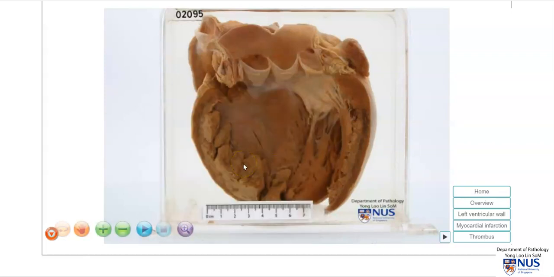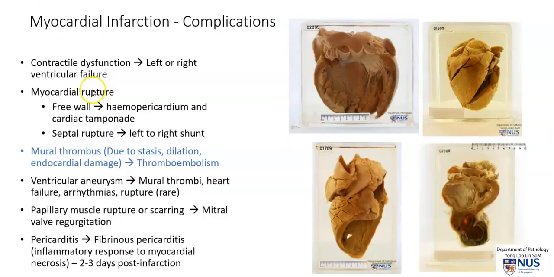Let's take a look at some of the complications of myocardial infarction. There are many complications that can occur at different times, some more acutely and some in the recovery phase or even months or years later. There may be contractile dysfunction because of necrosis of the muscle and therefore the pump is affected, and this can give rise to left or right ventricular failure depending on which part of the heart is involved with the infarction.